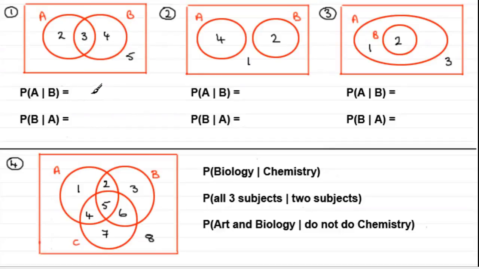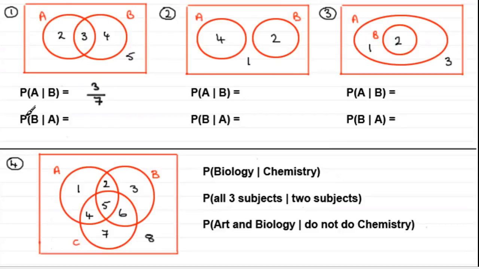So that means our denominator here is 7. We've got 7 people doing biology. Now, out of those 7 people, how many do art? And we can see that out of these 7 people, only these 3 people do art as well. Okay? So it's going to be 3 out of 7. Probability that someone does art then, given that they do biology. So given that they do biology, how many do art? 3 out of the people doing biology.